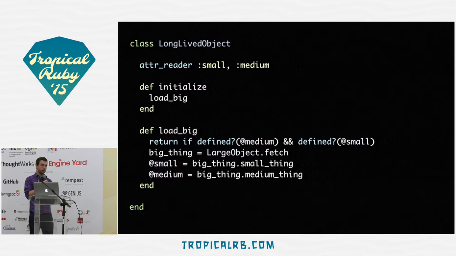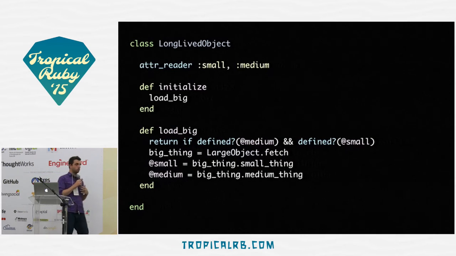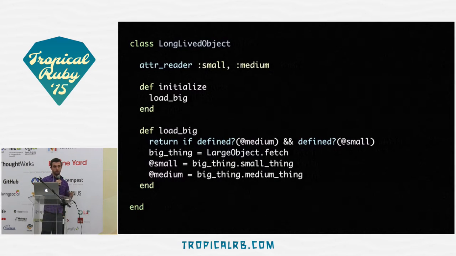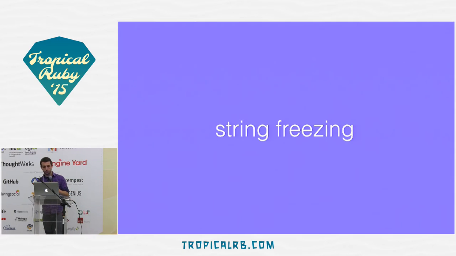So one way to fix this, and there are many ways to fix this, is to load the big thing, cache the small and medium things, and let the big thing be garbage collected once the small and medium things are pulled off of it. So if you have long-lived objects that are loading something large and pulling small things off of it, this is a technique to not keep the large thing in memory. Now let's talk about string freezing.